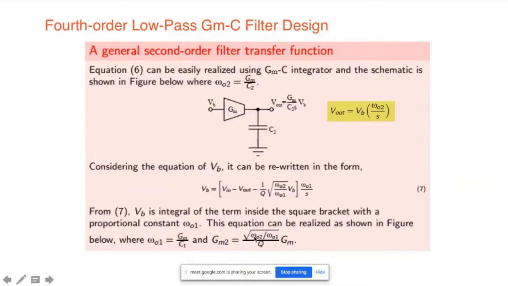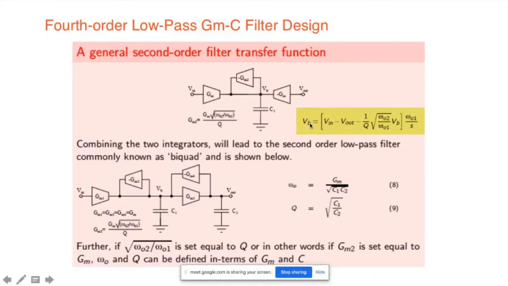Now with respect to that, I can have VB realized in this form. This is my VB here, and VB has three terms. The first term is Vin multiplied by GM by C1, so Vin into omega naught 1 by S. The second term is minus V out into omega naught 1 by S, so minus means I am putting here minus GM, V out into GM by C1 S. And the third term is minus 1 by Q into omega naught 2 by omega naught 1 into VB. VB is this itself. I'll do the minus part and then close the loop.